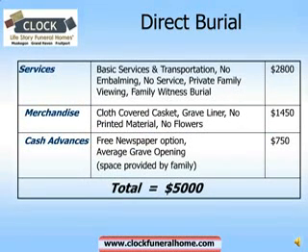I've divided the cost up into the 3 basic parts: services, merchandise, and cash advances, and then totaled them up for you. I've also taken the liberty to round some of the numbers to make things a little easier to remember. So if you compare these with actual costs, there is going to be a few dollars different, but that's okay. So let's go ahead.